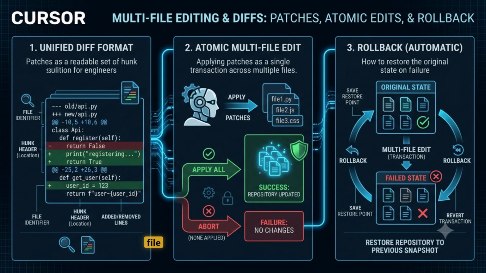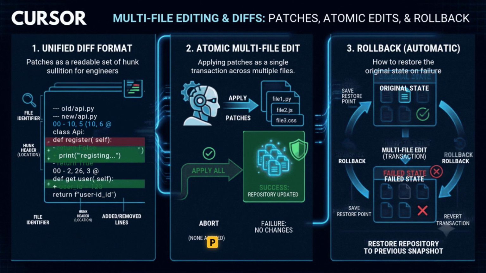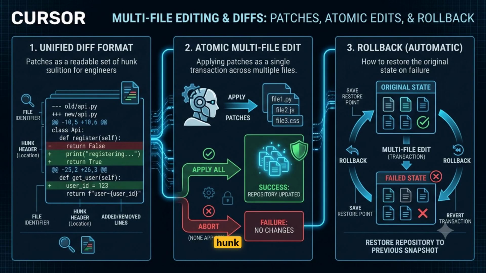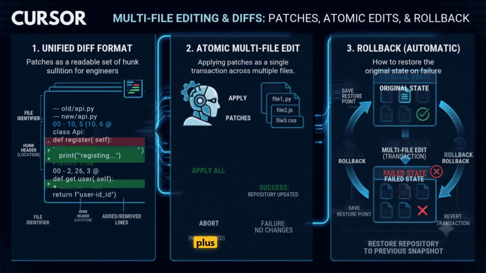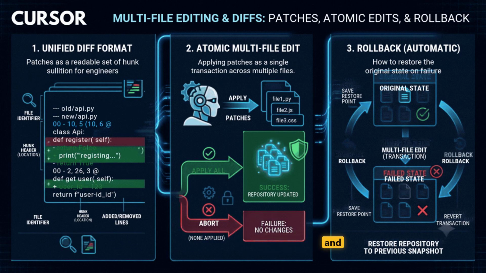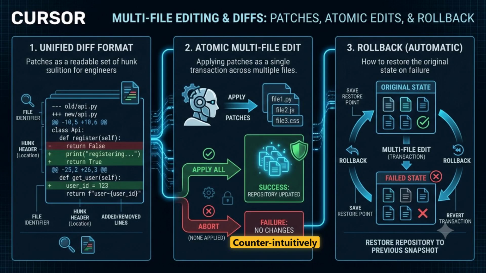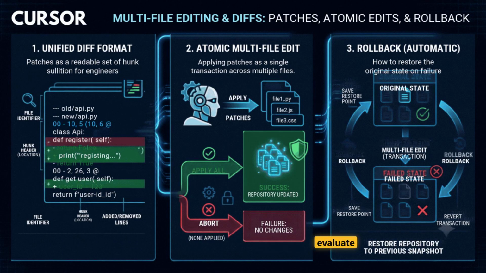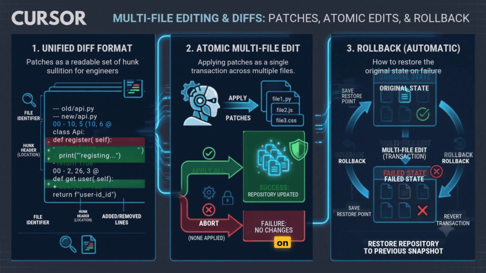Under section 1, the file identifiers show the target path, like old API.py versus new API.py. While the hunk header specifies line numbers and offsets, red minus signs highlight deleted lines, green plus signs show added code, and unchanged lines provide context. Counterintuitively, most agents don't calculate diffs in memory, they output raw text hunks that an external patch parser must evaluate against the actual files on disk.